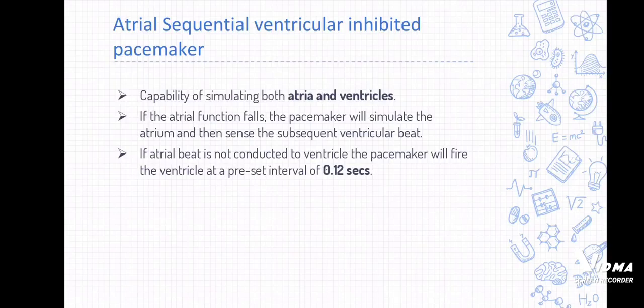Atrial sequential ventricular inhibited pacemaker. It is used to stimulate both atria and ventricles. It is a demand pacemaker, so it is based on the patient's need. It provides the pulses. In the modern pacemaker, a magnet is placed over the pacemaker on the skin of the patient. This magnet is used to activate a reed switch. This switch switches the pacemaker to any one of the modes of operation, either to give impulses for atrial or ventricular.